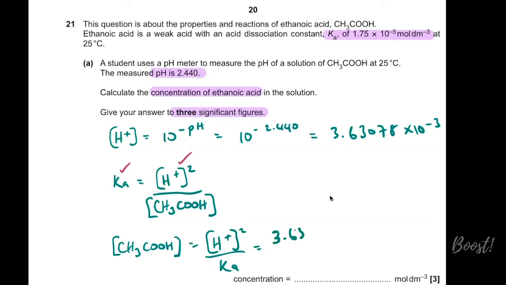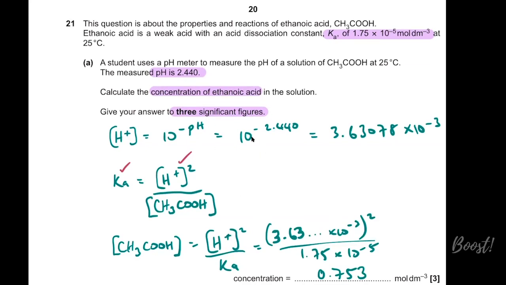So 3.63 times 10 to the minus 3 squared divided by 1.75 times 10 to the minus 5. Okay, and I get 0.753. I'll just check that against the mark scheme. Yeah, so we want to make sure, of course, that we've got that to 3 significant figures because the question specified 3 significant figures. So obviously you make sure that you keep your calculated value earlier in the question to make sure you're not rounding too early, but the answer should give you 0.753 here.